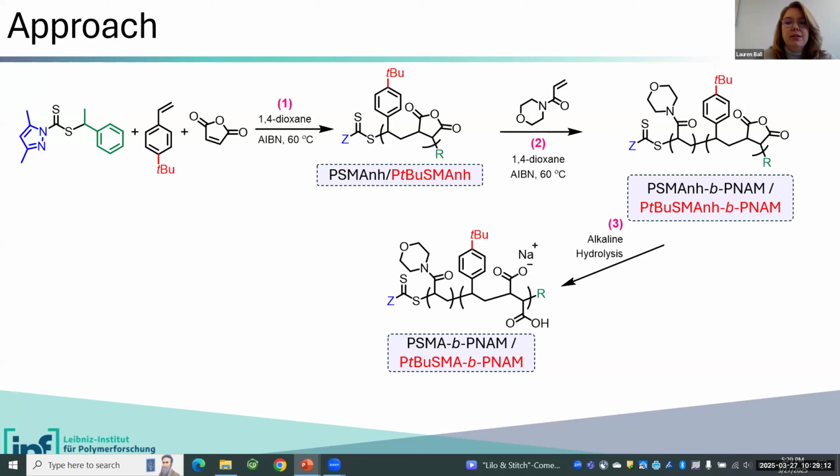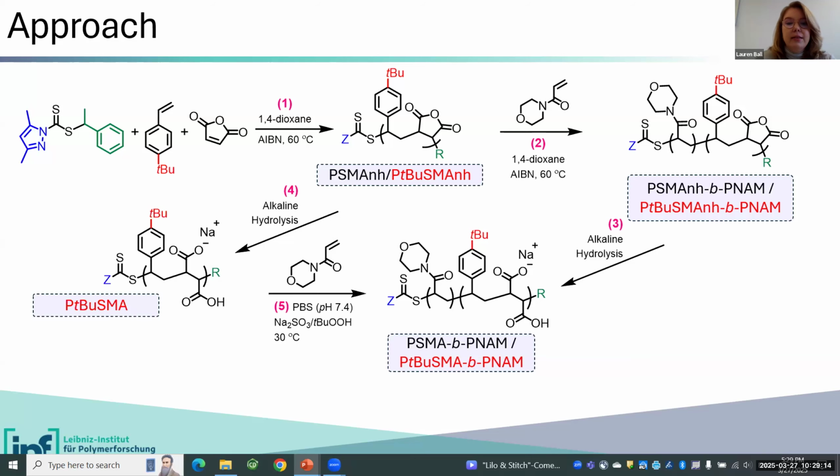We can also approach the synthetic strategy in a slightly different way, and that would be to take our SMA macrochain transfer agent, ring open that into our water-soluble macrochain transfer agent, which we just applied for the one copolymer, and then this can be chain extended in aqueous media to also afford the double hydrophilic block copolymer.